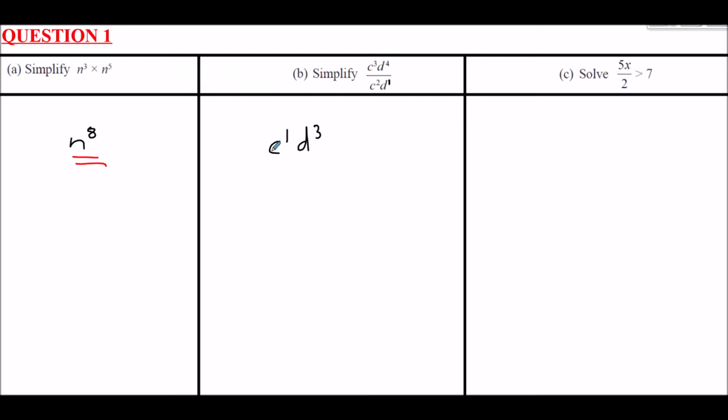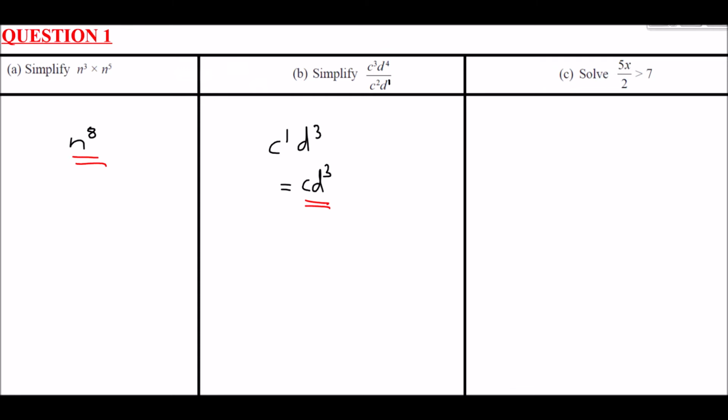Now with algebra, you don't need to put the power 1 on things, so this can be fully simplified by not needing to write that 1. So the final answer is just to write that c on its own, then d cubed. So 1b, we've got c d cubed.